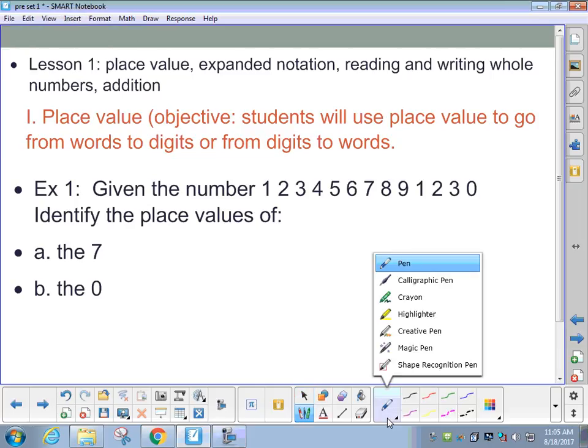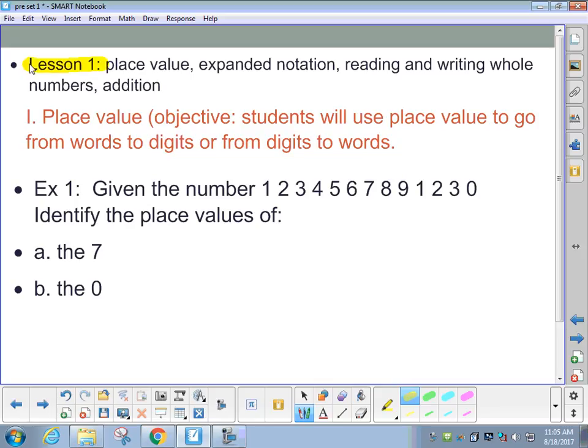This, the title of the lesson, is Lesson 1. It's actually a whole bunch of little things. So, sorry, it's all of that. Lesson 1 is place value, expanded notation, reading and writing whole numbers, and addition. Also, as I go, if I go too fast, then it's on you to say, hey there, slow down there, buddy boy. What did you do? You don't have a what? Oh, I'll give you a paper then.